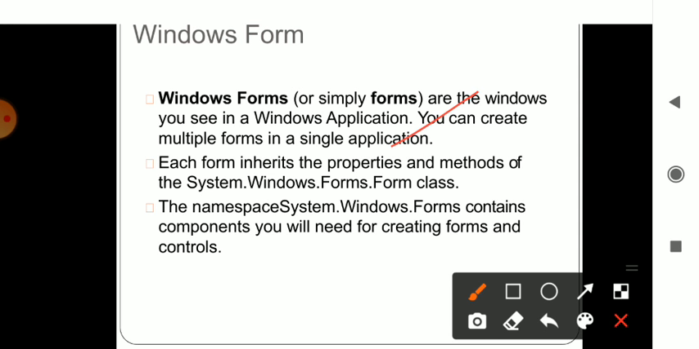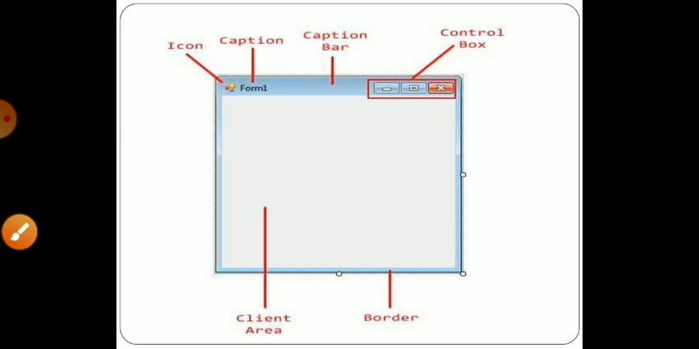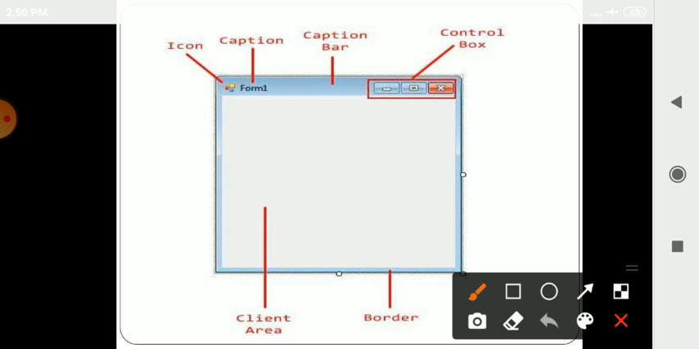A single application belongs to System.Windows.Forms, your Windows Form, and it can create multiple forms at a time and include multiple controls over the form. The structure of the form can be displayed here. The form consists of this structure, where the first one is called the icon, and this is the caption, which is the name given there. This is your caption bar, and you have the control box. This one minimizes the screen.